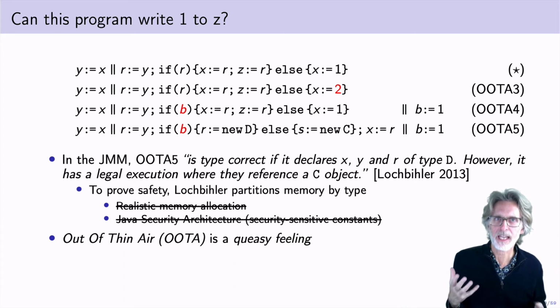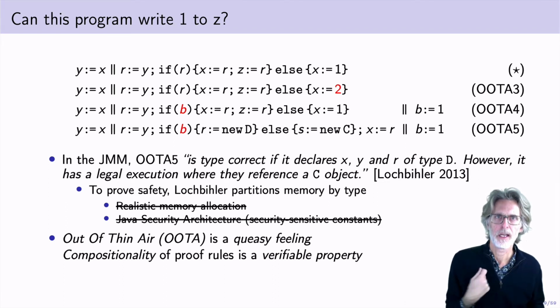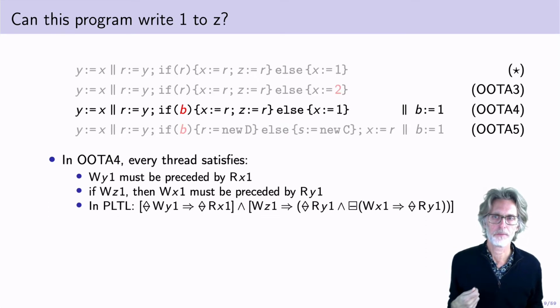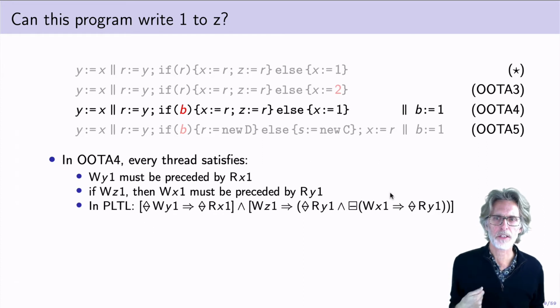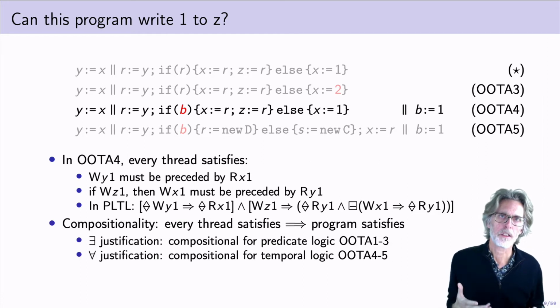What we should be looking at is what kind of logics we can use to reason about our programs and what kind of compositionality results we get for those logics. In UDA4, for example, I have that any write of 1 to y must be preceded by a read of 1 from x. And in the case that I write z, then any write to x must be preceded by a read of y. We can write this out in propositional temporal logic, and given this we can ask the question, given that every thread satisfies this property, does it hold for the whole program?